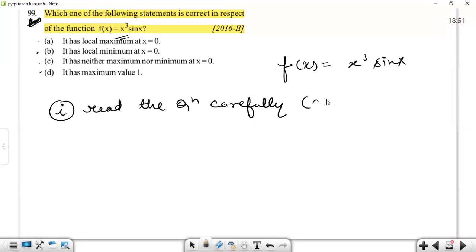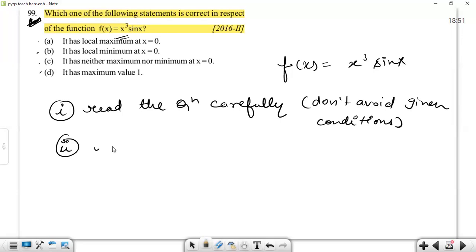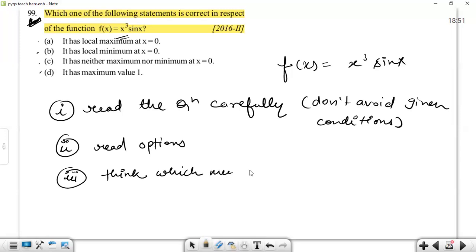And please do not avoid conditions given. Second step is to read options. Now, don't solve. Think which method you have to use. Otherwise, if you're not able to think of any method, then drop the question.